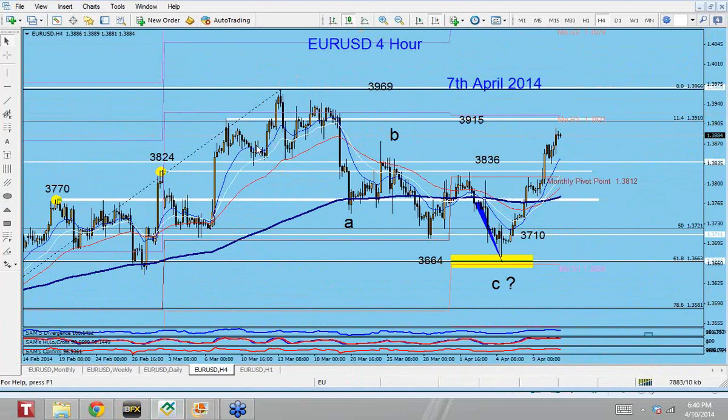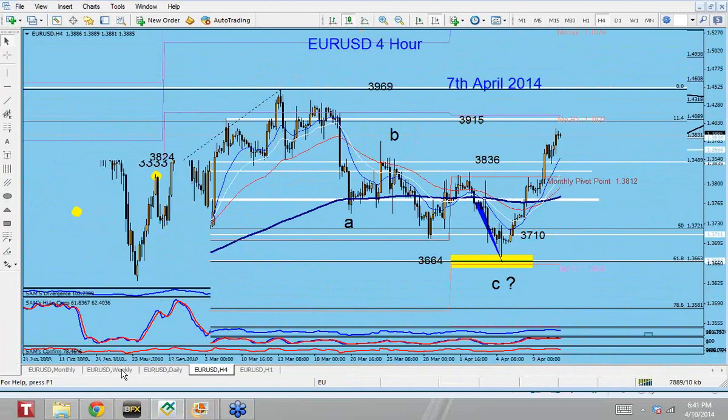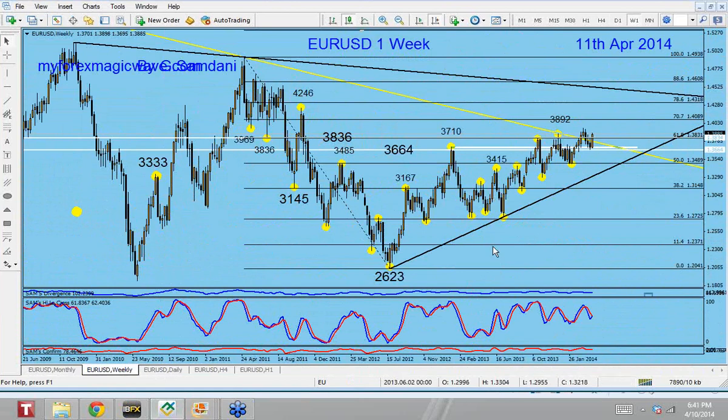Okay, this is a correction, ABC X ABC. So it's like a double zigzag. What do we call it? Now we are going straight up, and I think we're going to probably hit 39.15 and then we start retracing. So let's see what happens here. But we are above this 38.36, and the weekly chart is this. Okay.